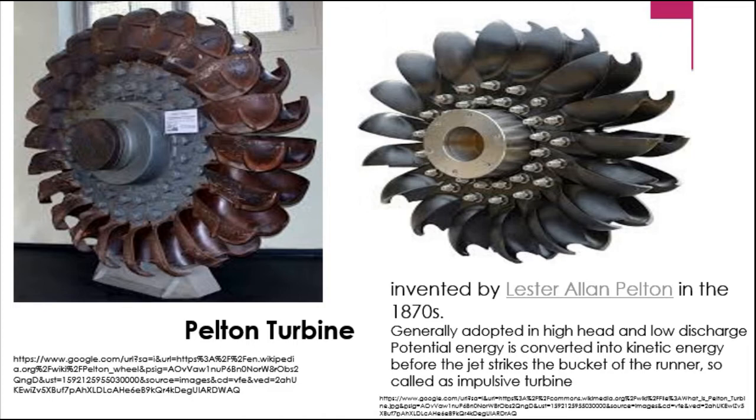So, Pelton turbine was invented by Lester Allen Pelton in the 1870s, and generally this type of turbine is used in case of high head and low discharge. Furthermore, in this type of turbine, the potential energy is converted into kinetic energy before the jet strikes the bucket of the runner. So, this type of turbine is also known as impulse turbine.